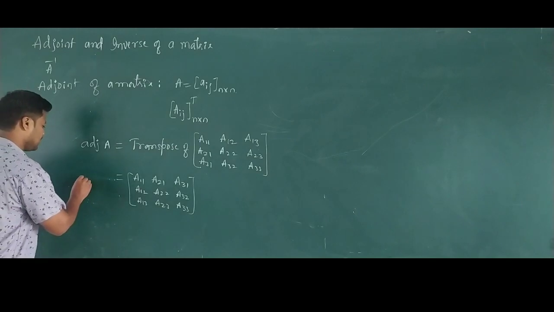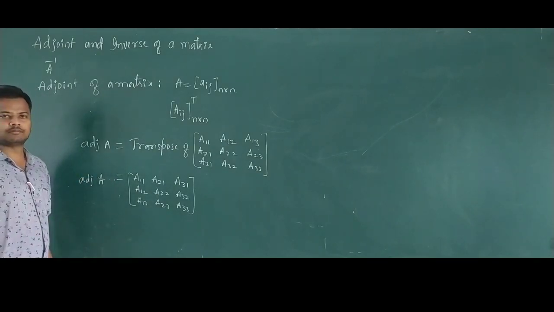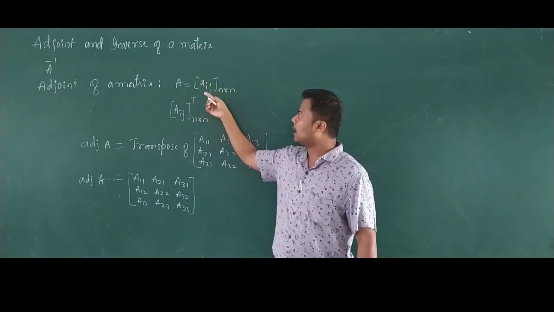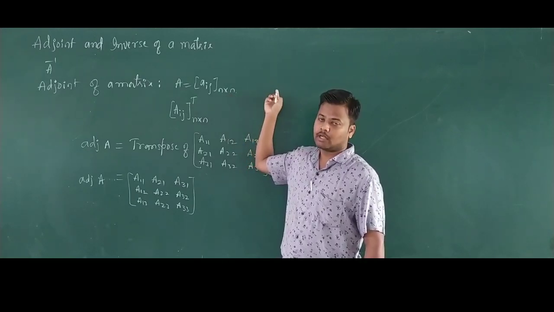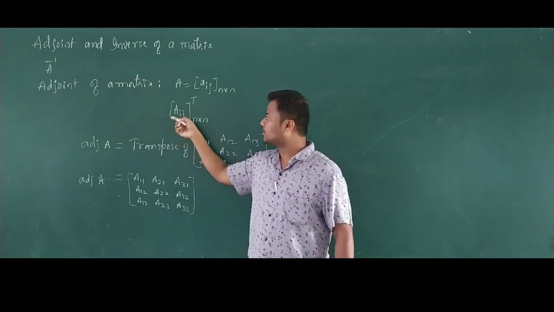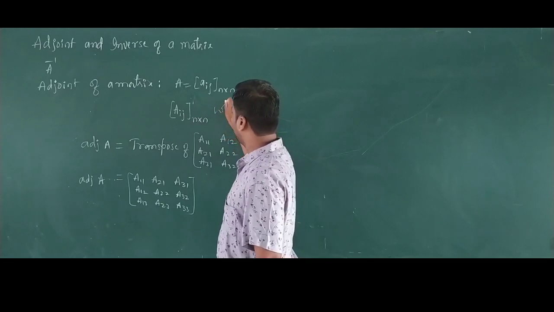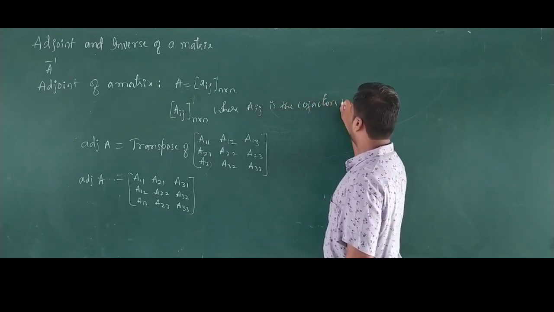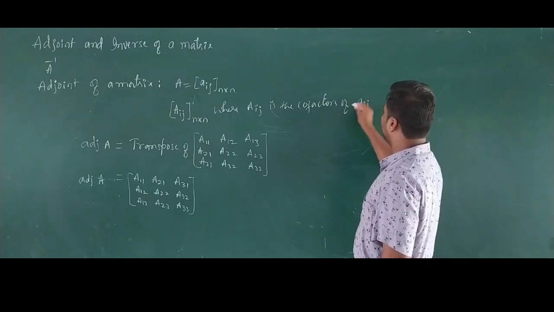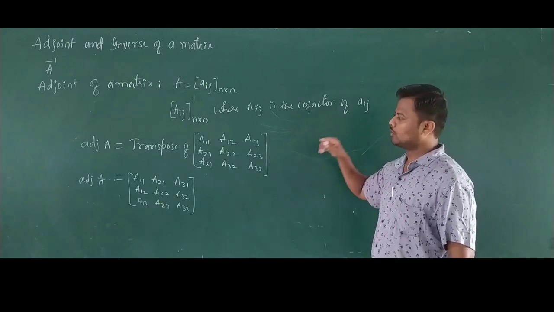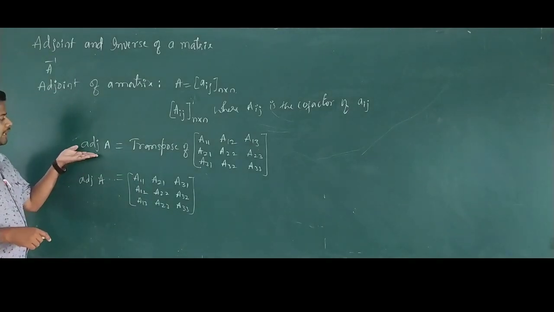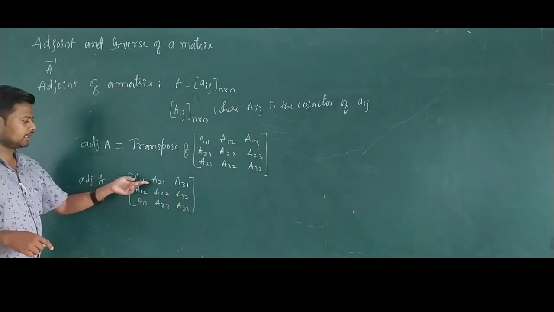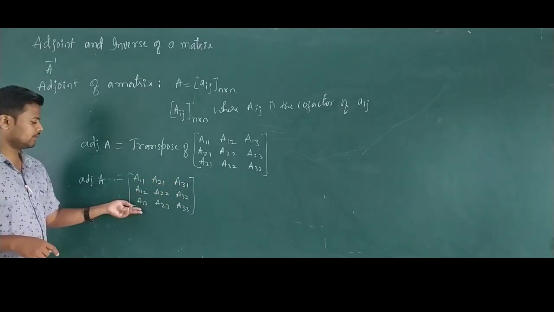So this is the adjoint of matrix A. Is it clear? The adjoint matrix for a square matrix A equal to Aij of order n by n is defined as the transpose of the cofactors of the matrix Aij, where Aij is the cofactor. The adjoint of A equals the transpose of the cofactors, that is A11, A21, A31, A12, A22, A32, A13, A23, A33.